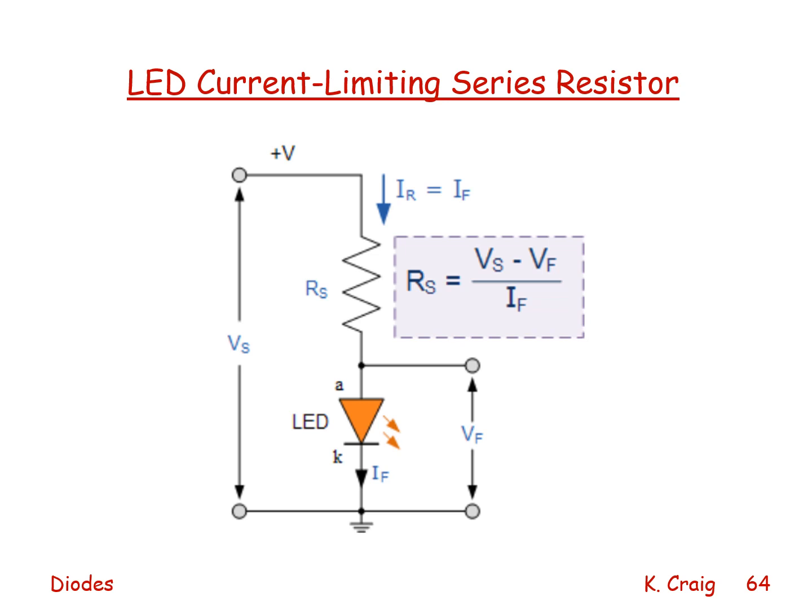Here is a LED current limiting series resistor, R sub S. Here is the LED with the forward voltage drop. Here is our supply voltage. And we can size the resistor by specifying the amount of current, knowing the supply voltage, and the voltage drop across the LED.